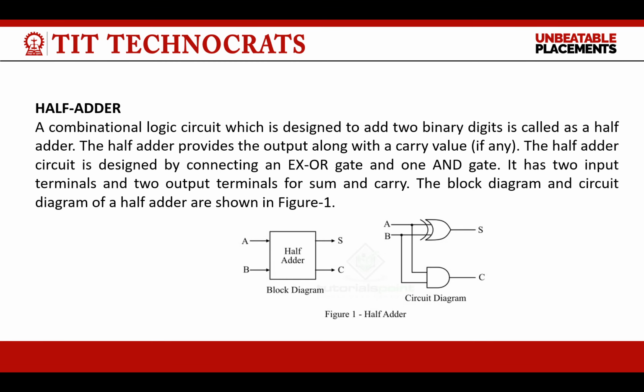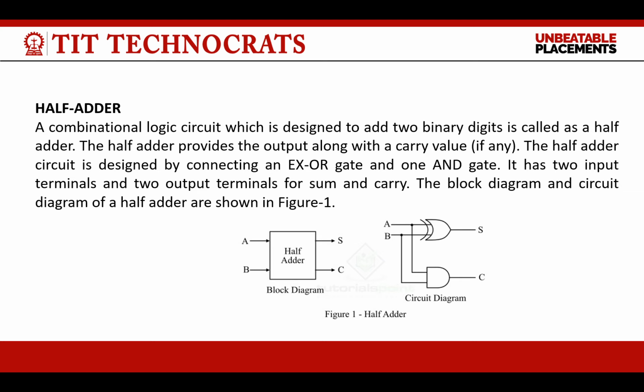A half adder is a combinational logic circuit which is designed to add two binary digits. The half adder provides the sum output along with the carry value, if any is generated. The half adder circuit is designed by connecting an exclusive OR gate and one AND gate. It has two input terminals and two output terminals for sum and carry. The block diagram and circuit diagram of the half adder are shown below.